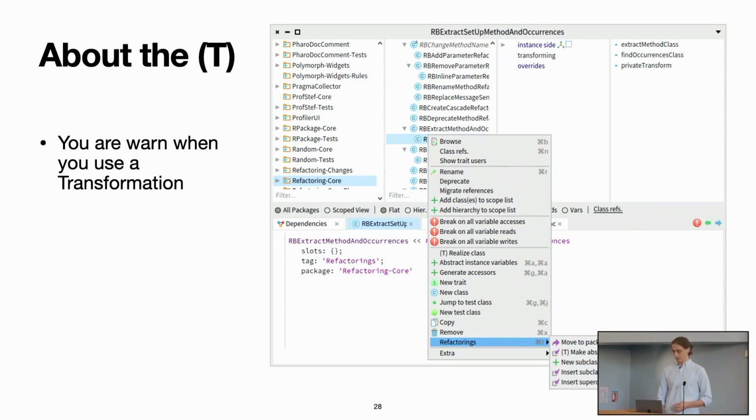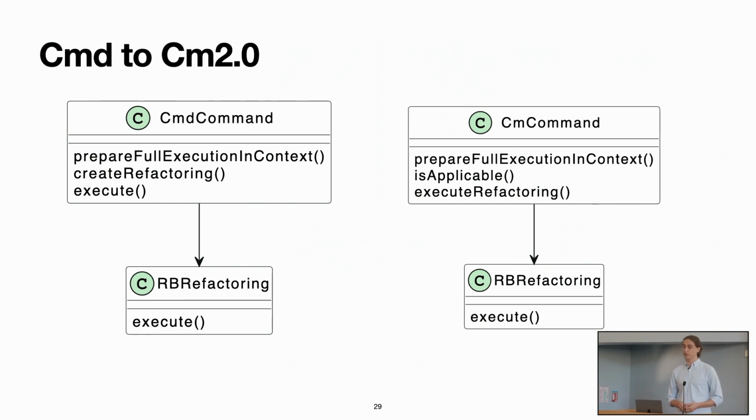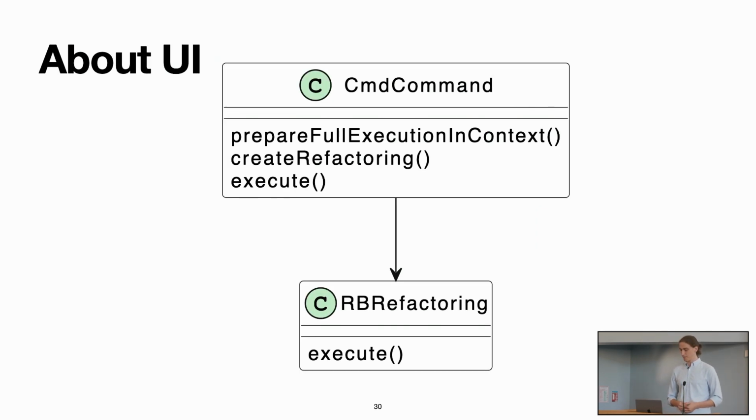So next up is migration to Commander 2.0. FAR has two command pattern implementations, and the whole system is migrating to the new implementation, and refactorings need to do it as well. Next up is UI. So let's talk about UI.